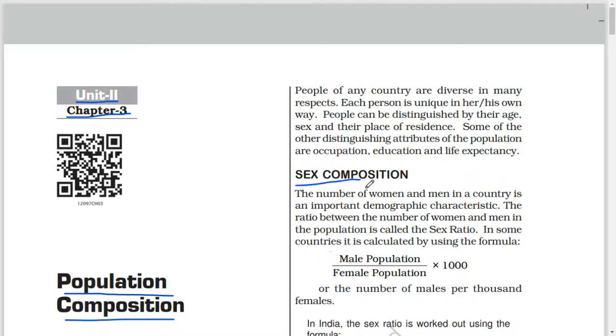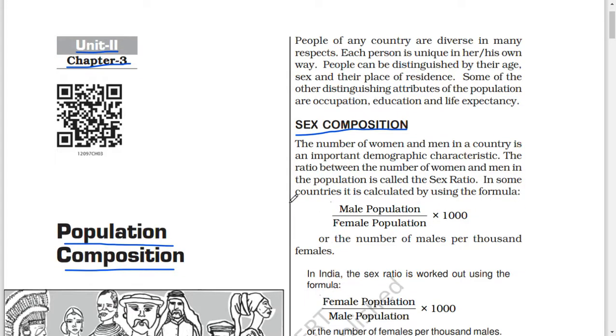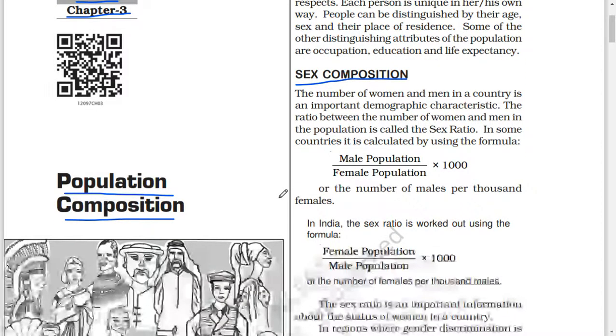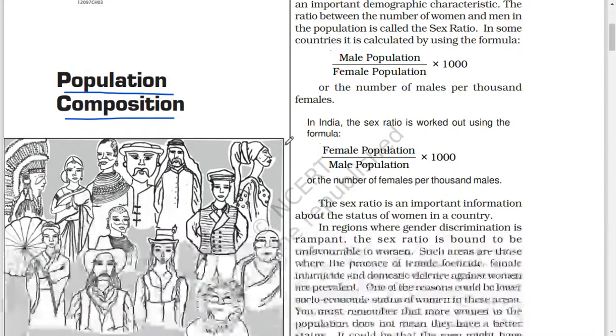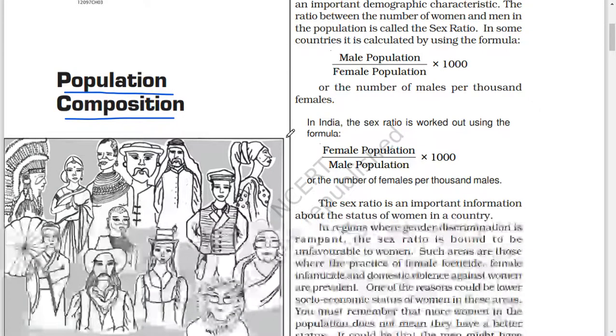Sex composition. The number of women and men in a country is an important demographic characteristic. The ratio between the number of women and men in the population is called the sex ratio. In some countries, it is calculated using the formula male population by female population into 1000, or the number of males per 1000 females. In India, the sex ratio is worked out using the formula female population by male population into 1000, or the number of females per thousand males.